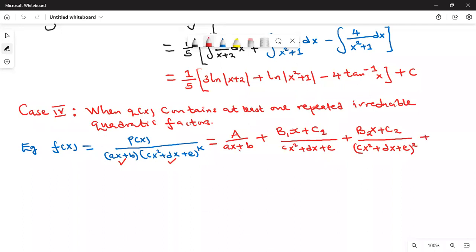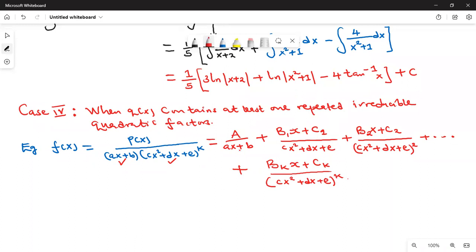There are so many of them in between. Up to the last one, which we can write as b subscript k x plus c subscript k, and this is over cx squared plus dx plus e, raised to k. Okay, so that's how you're supposed to decompose such a kind of rational function.